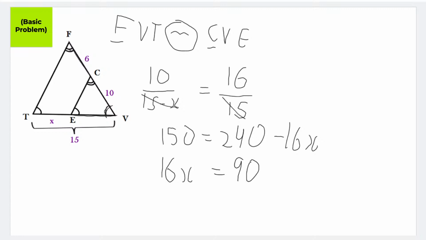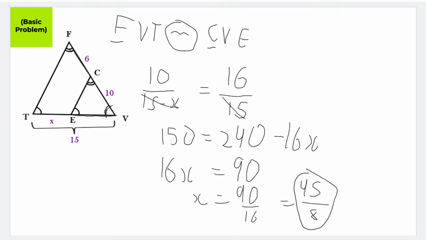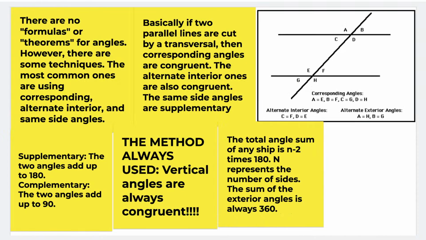And then it's just time to reduce it. 90 over 16, and then if you divide by 2, you get 45 over 8. So x is just equal to 45 over 8. Now we're going to look at some harder examples from AMC 10 and those contests. Oh no, first I have to explain the angle stuff.